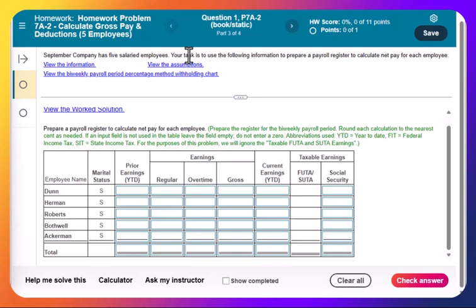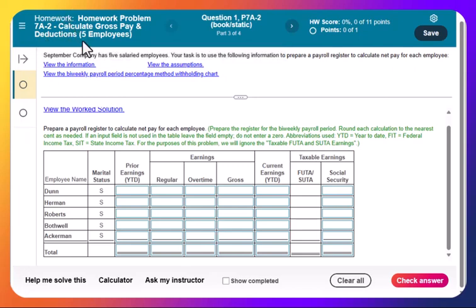So your task is to use the following information to prepare a payroll register to calculate net pay for each employee. All a payroll register is, is this table down here. Notice it lists the employees. And now the thing to know about a payroll register is you do one for each pay period, so the employees listed here are only the ones that were paid during this particular pay period.